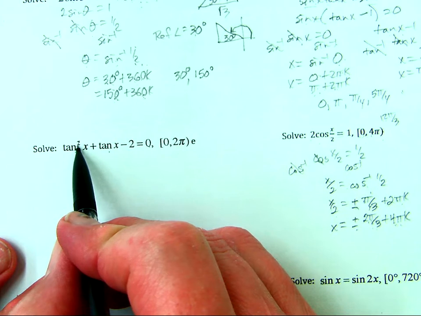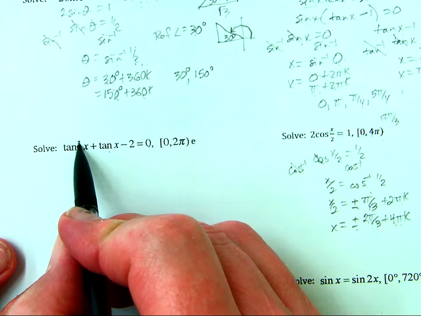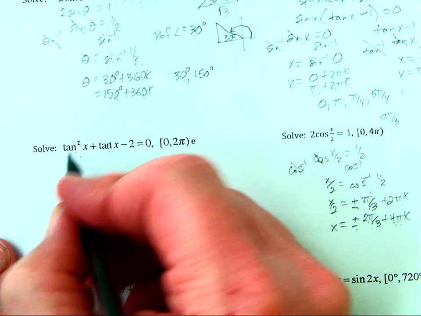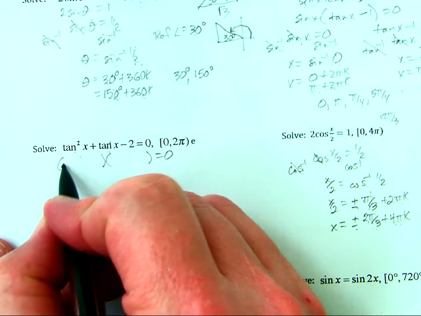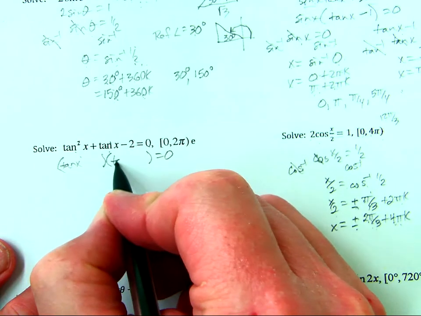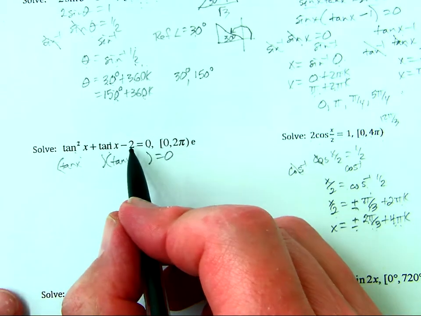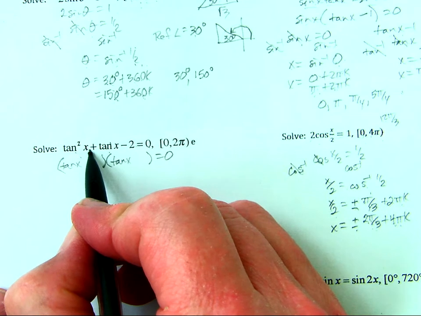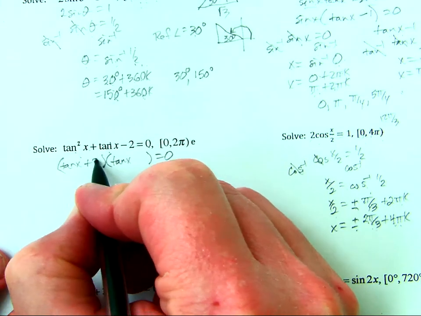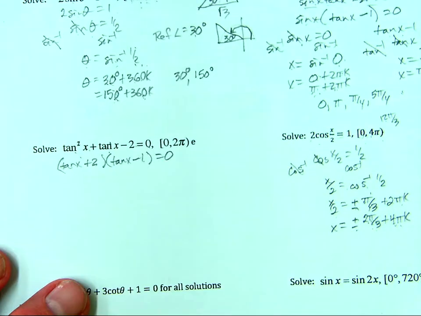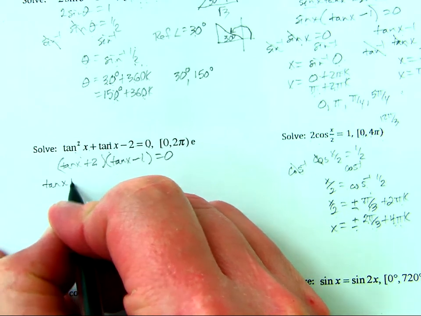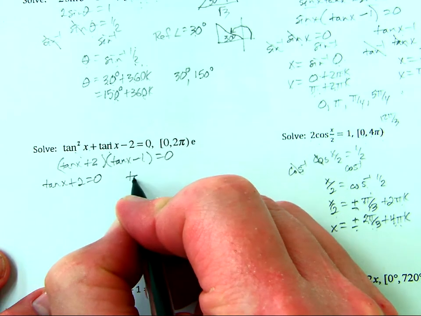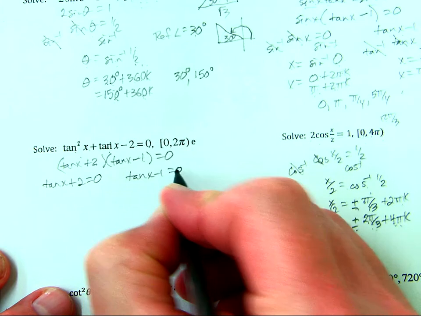Now if you look at this, this is a quadratic because we have a squared, we have a single, and we have a constant. So this might factor like this. So two factors of tangent squared are tangent x and tangent x. Two factors of a -2 that when you add them you get a +1. Well, that'd be like a +2 and a -1. So we have a factor. Now we set each factor equal to 0. Tangent of x plus 2 equals 0. Tangent of x minus 1 equals 0.